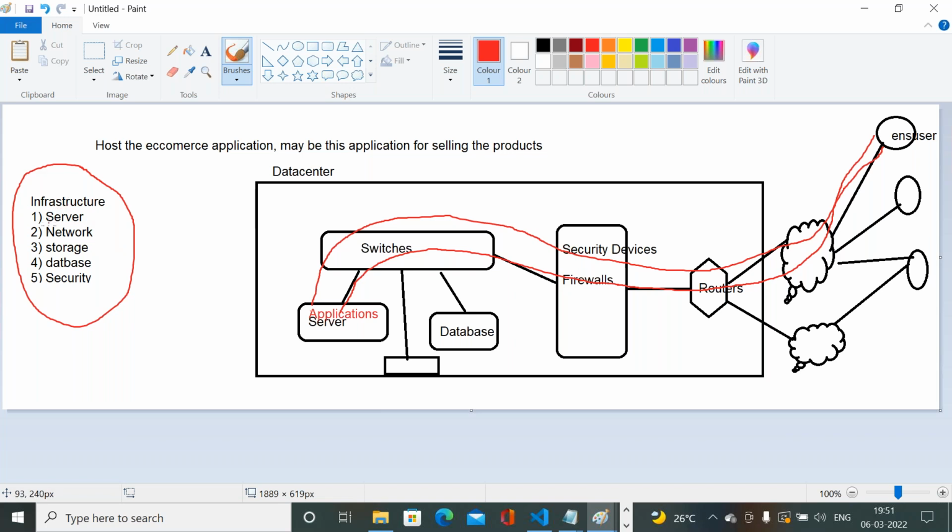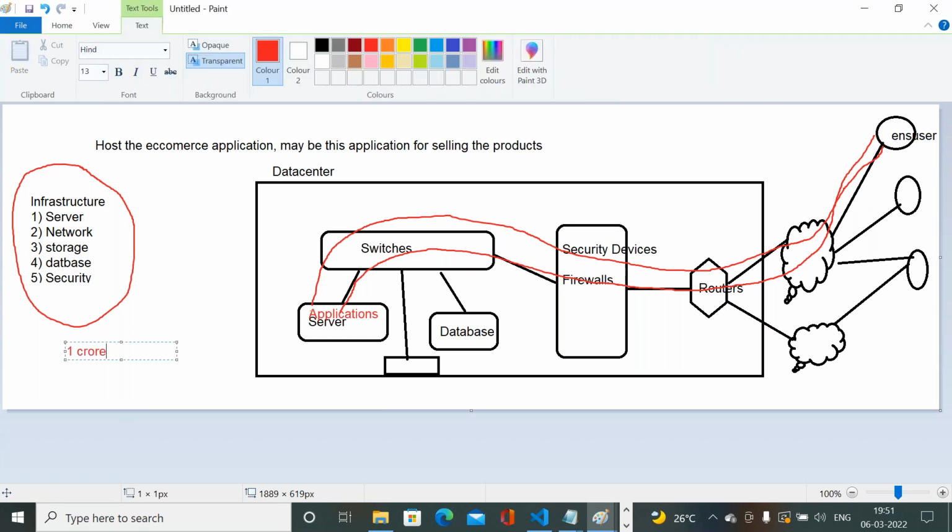We need to procure the servers. We need to procure the network. We need to procure the storage. We need to procure database, security. So in order to procure that, the cost will be very high. Let's assume we have to invest 1 crore to set up this infrastructure.